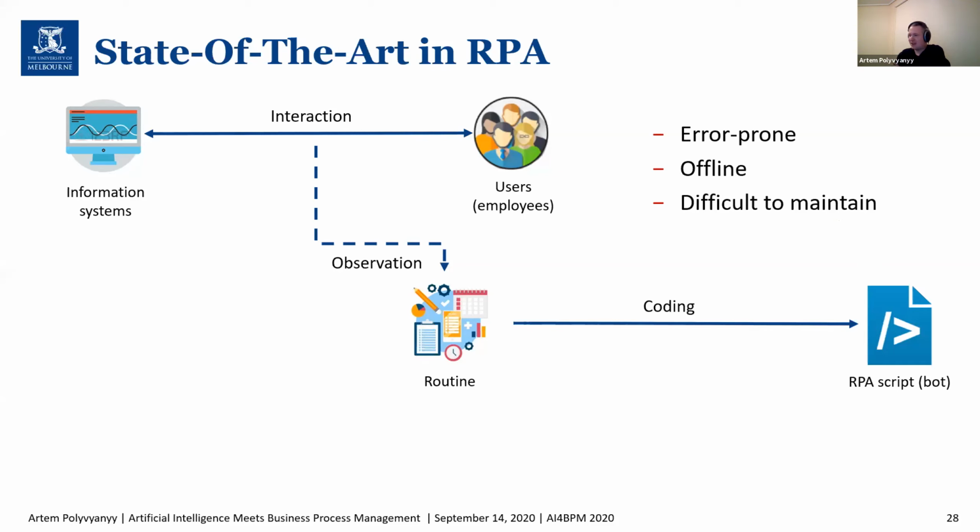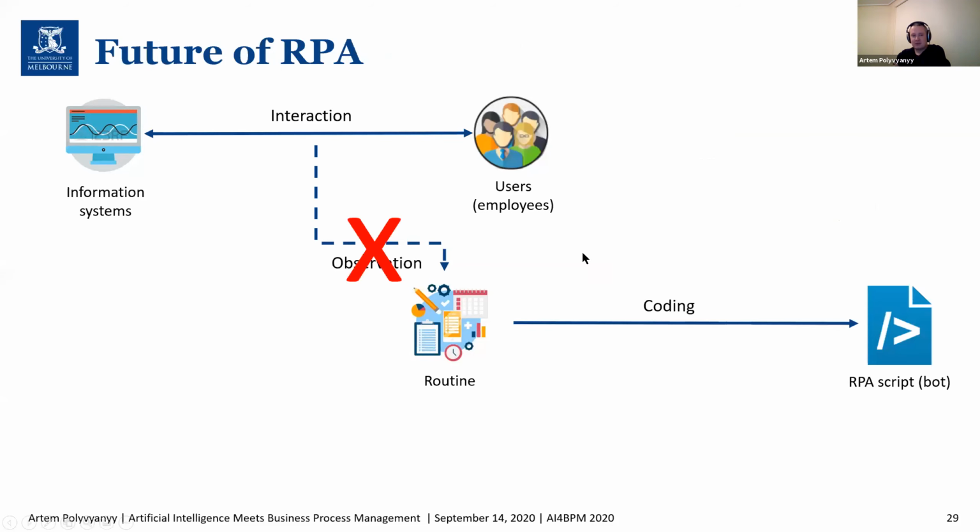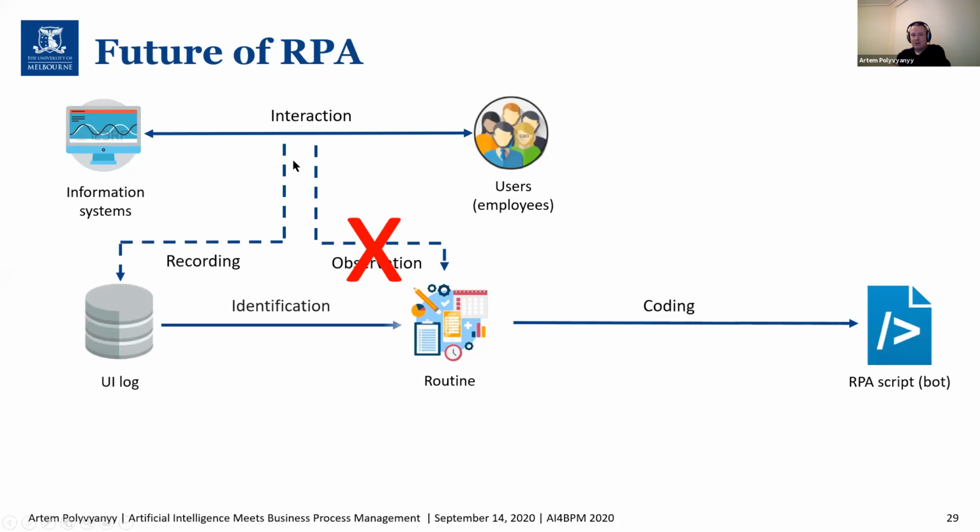And this can be quite a lengthy process. You can be very late with your RPA script because already the format of data changed, etc. So what we propose is to forget about this mostly manual observation of how work is done, and record automatically what is happening into so-called UI logs, and then use those UI logs to identify routines automatically.